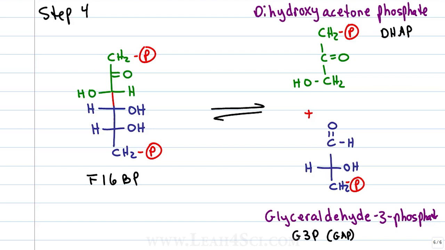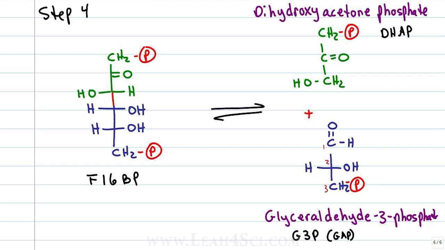Glyceraldehyde 3-phosphate comes from a glycerol molecule, which would have been a 3-carbon chain with 3 alcohols, but in this case, it's a glycerol aldehyde with an aldehyde on carbon 1 instead of one of the 3 OHs. 3-phosphate, because that is on carbon number 3.